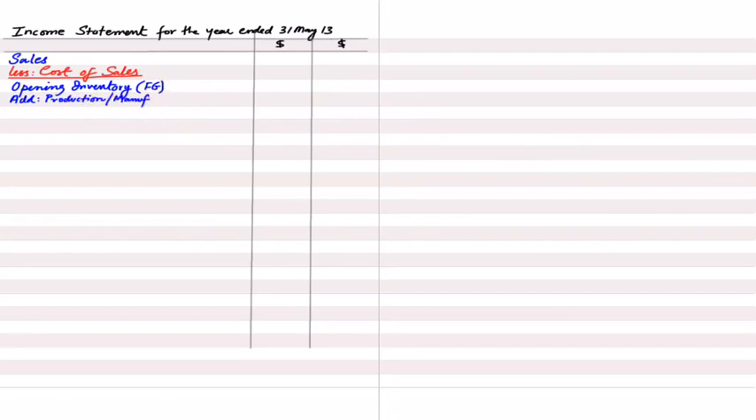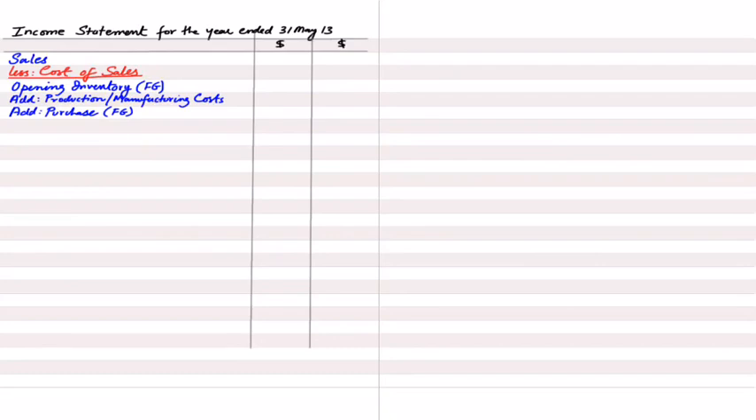Then we have production or manufacturing cost. We'll be getting this from part A. We have already made the manufacturing account for this question, and we'll be getting the final answer of the manufacturing account as the production and manufacturing cost. Then we'll be having purchase of finished goods as well.